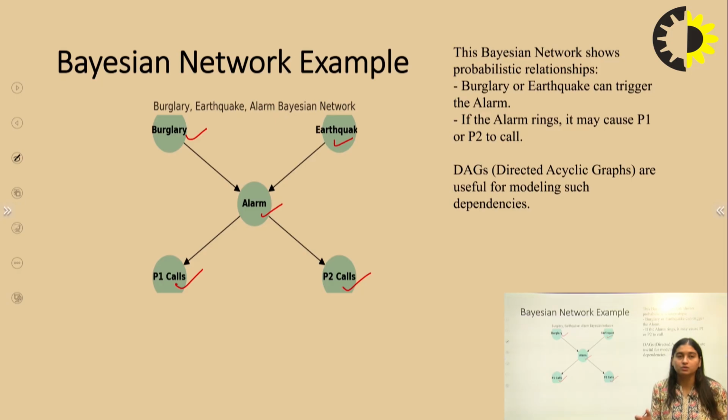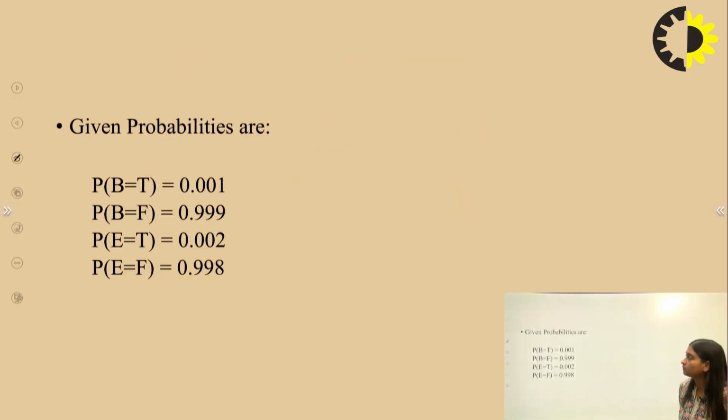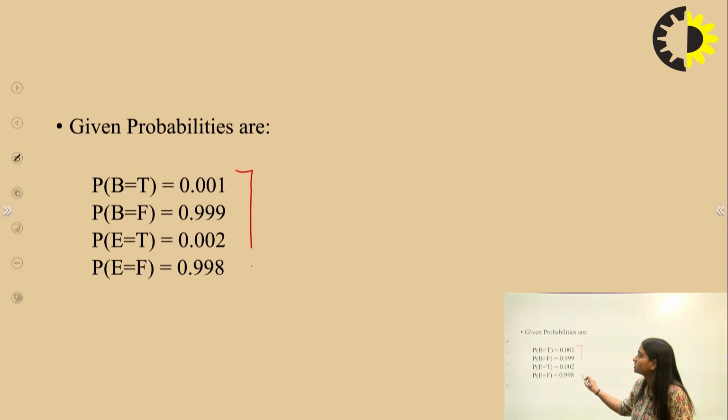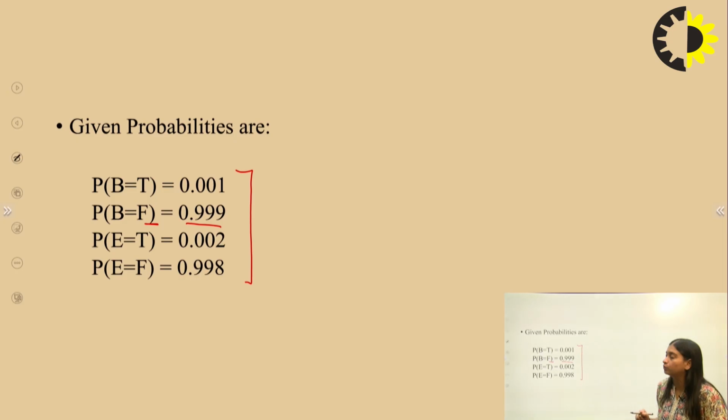DAGs, directed acyclic graphs, are useful for modeling such kinds of dependencies, as we can easily see the dependencies between these events. Okay, so this is the data which is given. The given probabilities are: the probability that burglary is true is 0.001. If burglary is false, then it is 0.999, that is 1 minus the probability.